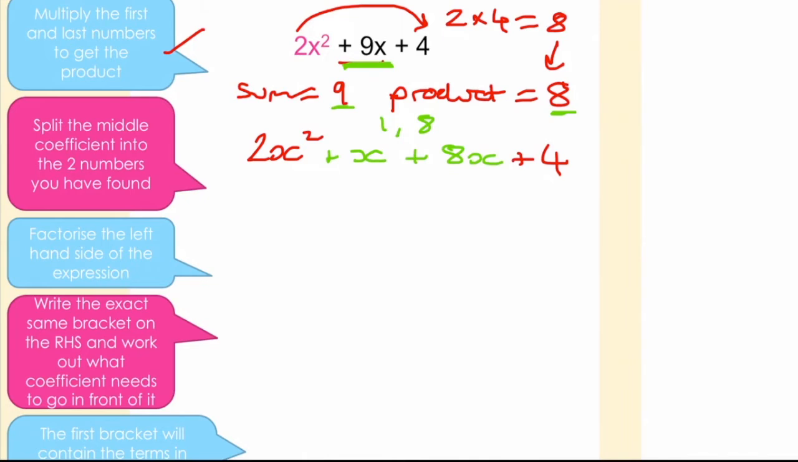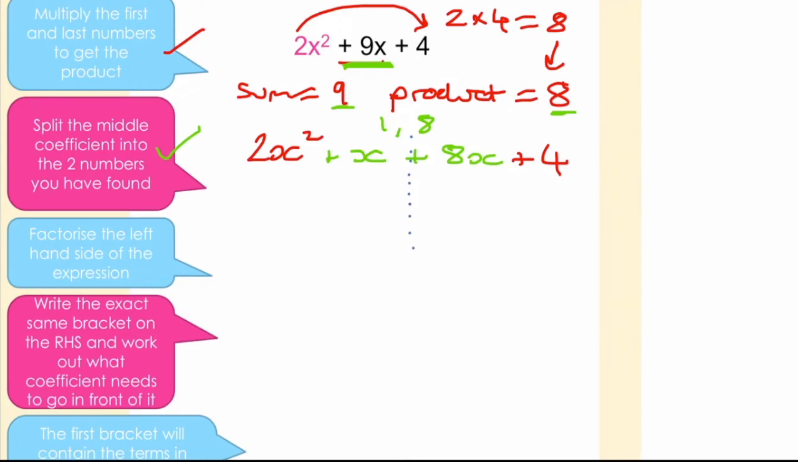Now we have to cut this in half and factorise the left-hand side. So I'm just going to tick that in green so you can see what we've done there. So now we're onto this blue bubble here, factorise the left-hand side. So I'm going to cut it in half here.